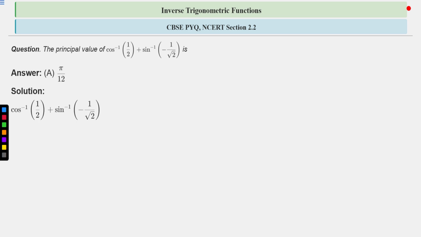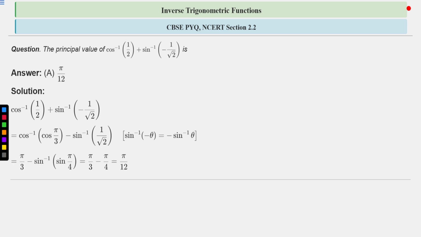Our expression is cos inverse 1 by 2 plus sin inverse minus 1 by root 2, right? So we can write cos inverse 1 by 2 as cos inverse cos pi by 3, and sin inverse minus 1 by root 2 can be written as minus of sin inverse 1 by root 2, because we know that sin inverse minus theta is basically equal to minus of sin inverse theta.